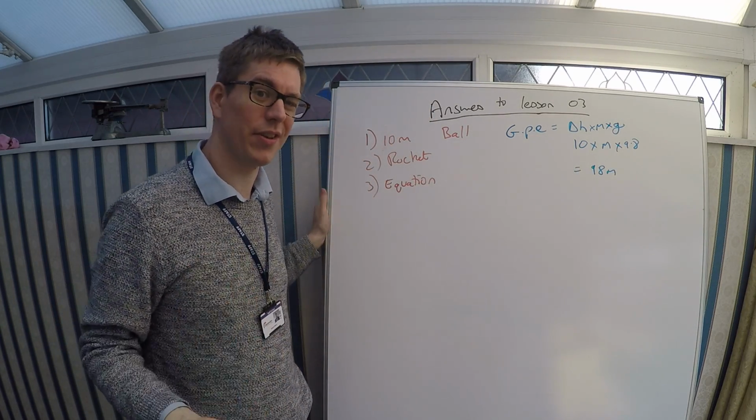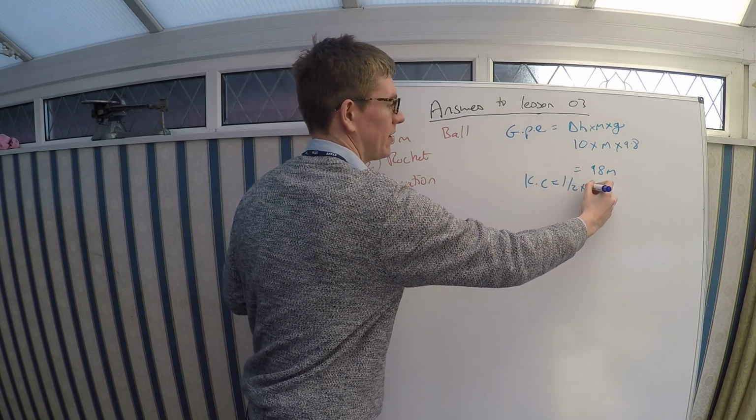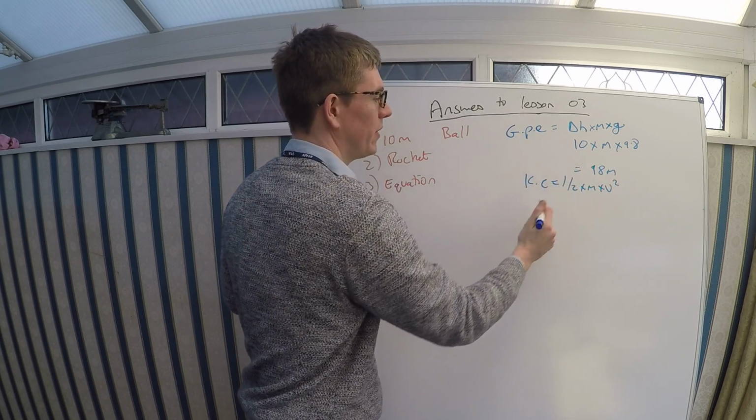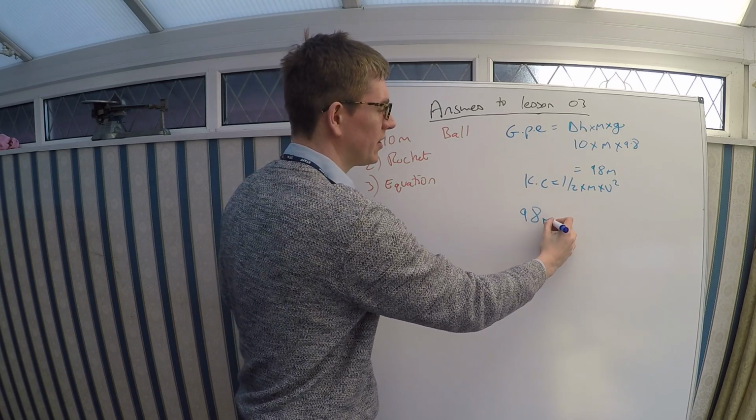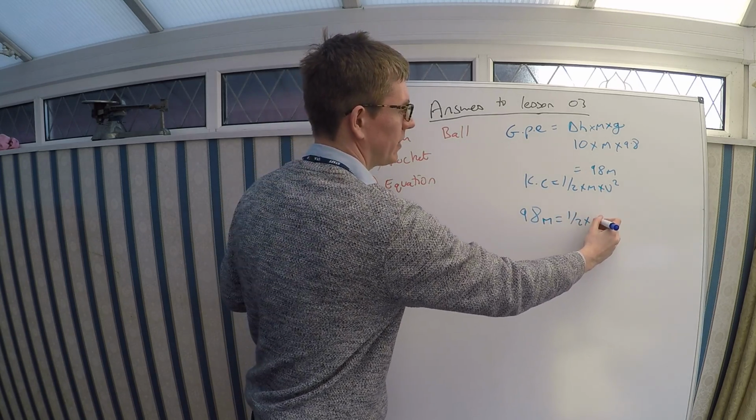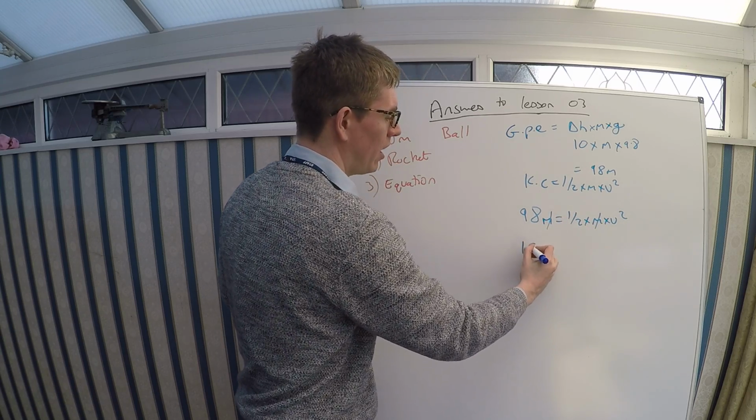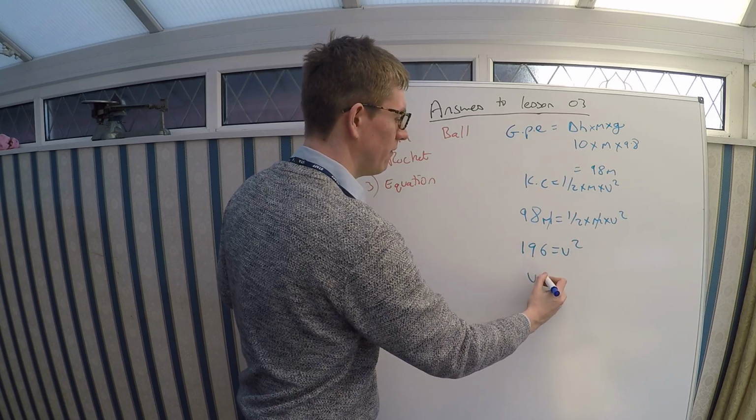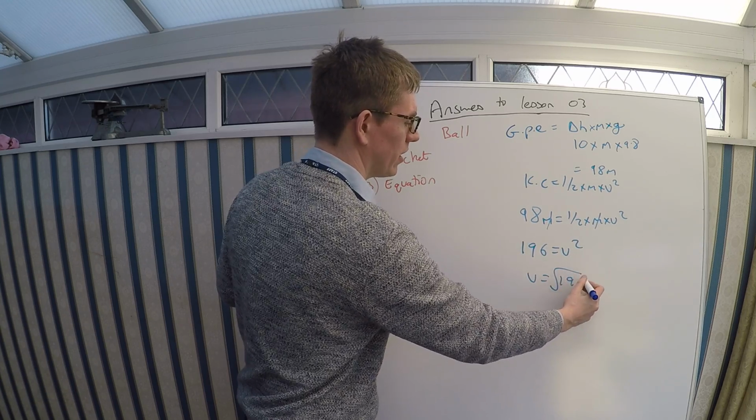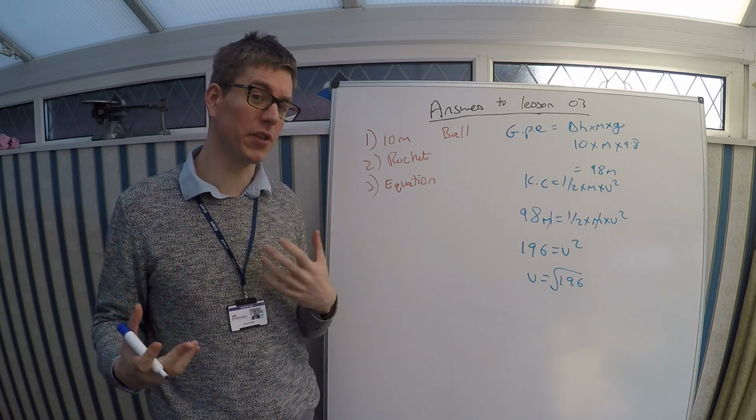Kinetic energy, we should all know the kinetic energy equation by now. That's just half times mass times velocity squared. So we can put those equal to each other because we're assuming all of this is turning into this. So 98m is half times m times velocity squared. M's cancel, take the half over. 196 equals v squared. So v is going to equal root 196. Simple.